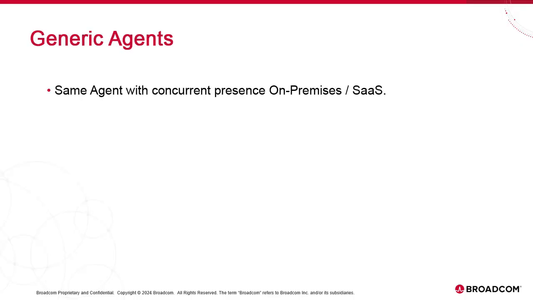There will be situations where the same agent needs to exist concurrently in both on-premises and SaaS. This applies to generic agents executing processes for more than one application. In such situations, we'll need to create the agent in SaaS while keeping the current one on premises, and then disable processes appropriately so they don't execute twice.